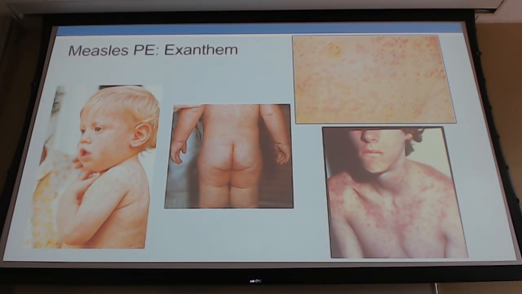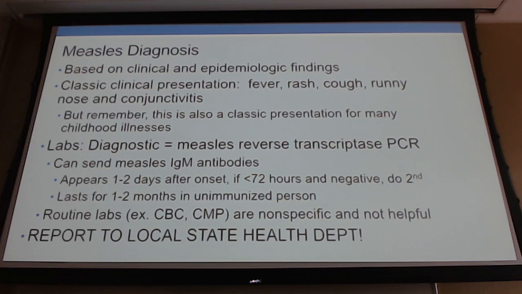This is what the rash, or the exanthem, looks like. Again, starting in the hairline, going all the way down. It's a macular rash, so it's not going to be raised. And then eventually it will turn a brownish color and desquamate. You can do this clinically. If they come in with that exact pattern, cough, coryza, conjunctivitis, and then the rash, you can totally diagnose clinically. Or you can do a reverse transcriptase RT-PCR for that.